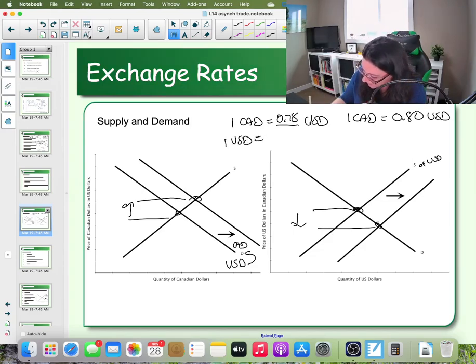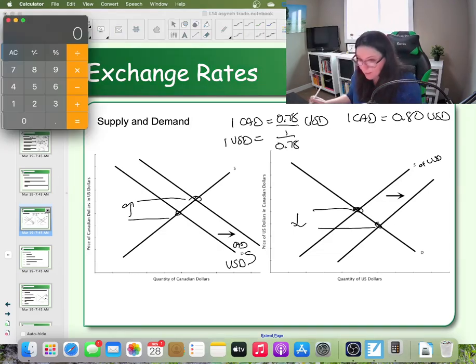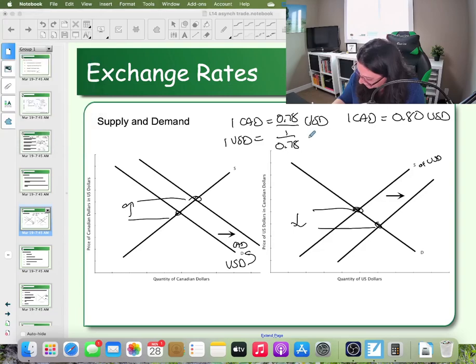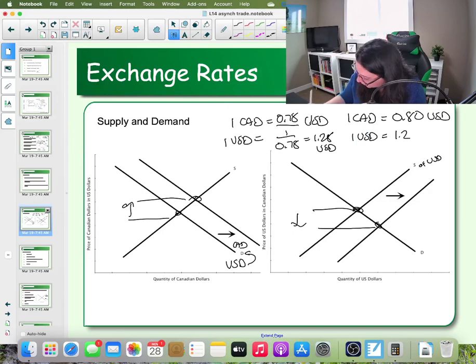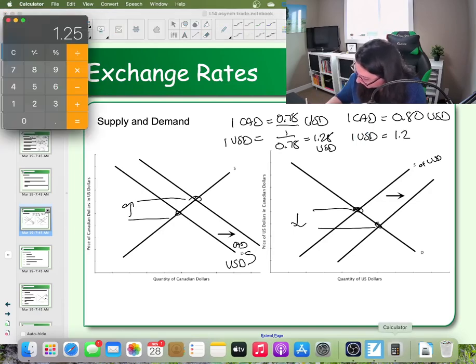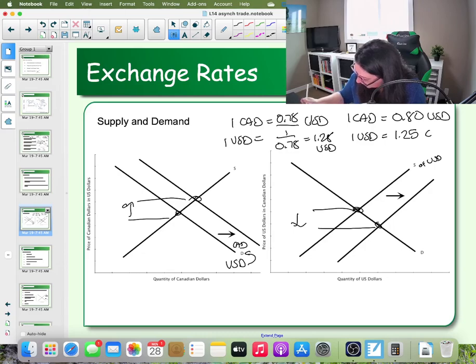Then we can also see here 1 US dollar, so that's 1 divided by 0.78. Let's bring our calculator back here. 1 divided by 0.78, right, is 1.28 Canadian. And when the Canadian dollar appreciates to 80 cents US, then we're now at 1 divided by 0.8. So 1 US dollar equals 1.25 Canadian. Oh, yeah, this should say Canadian. There we go. 1.28 Canadian.